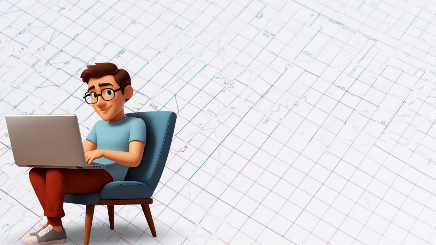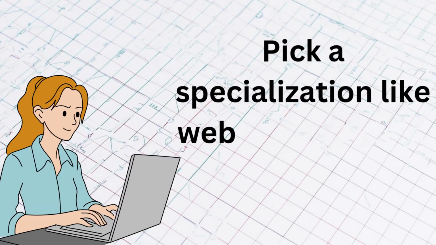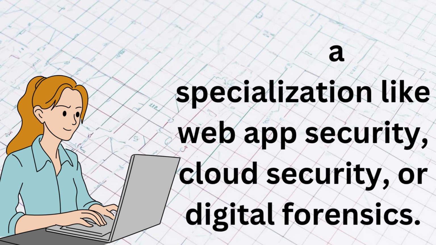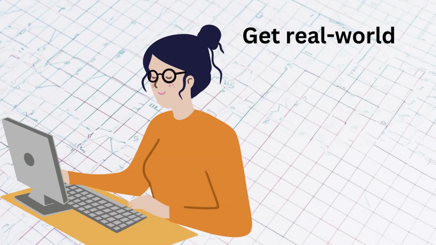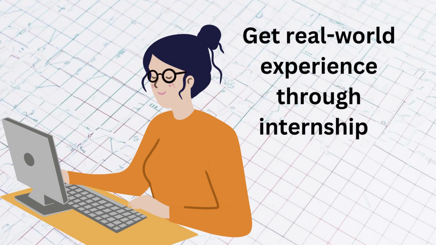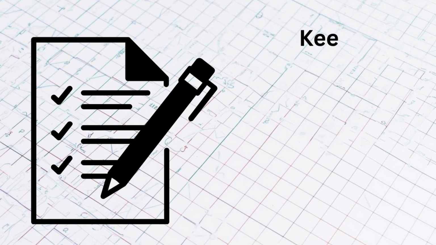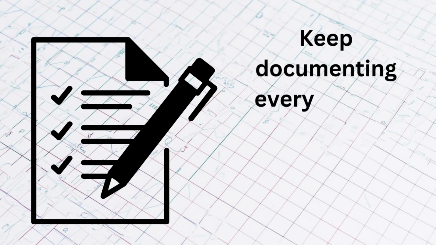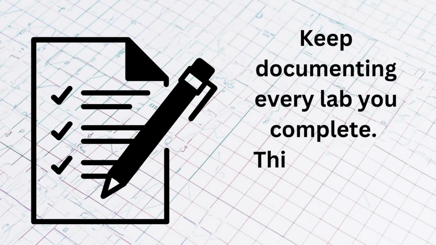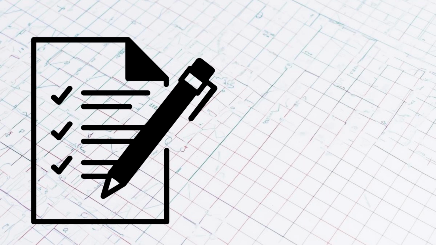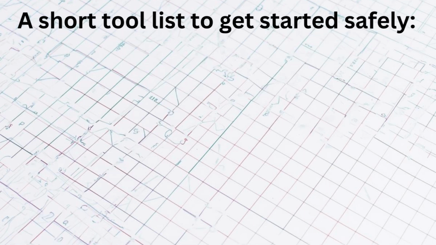Step 3. Pick a specialization like web app security, cloud security, or digital forensics. Step 4. Get real-world experience through internships or bug bounty programs. Step 5. Keep documenting every lab you complete. This becomes your portfolio.